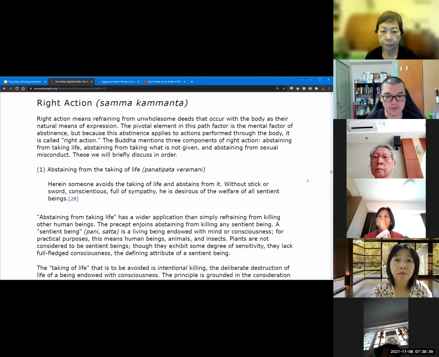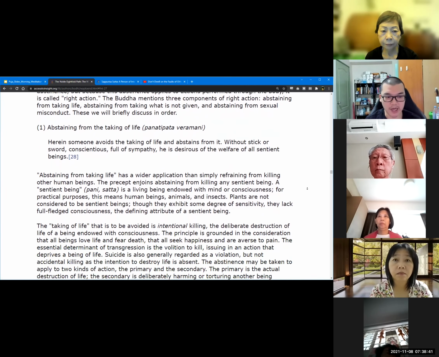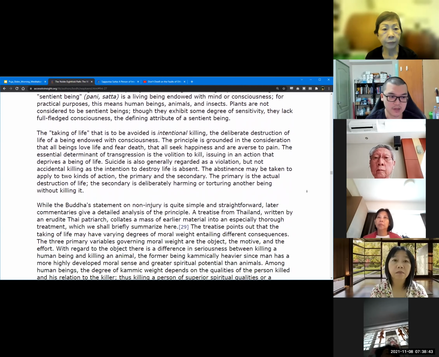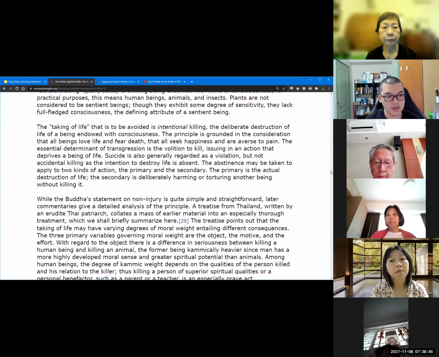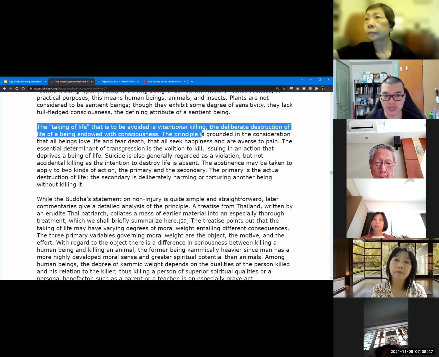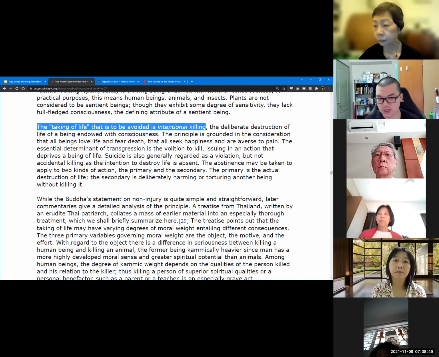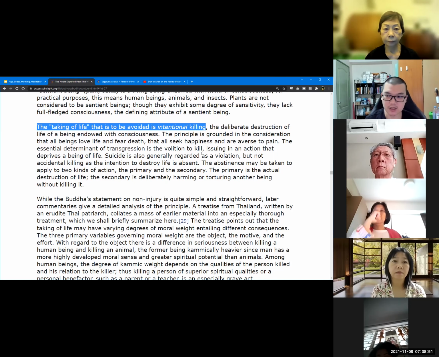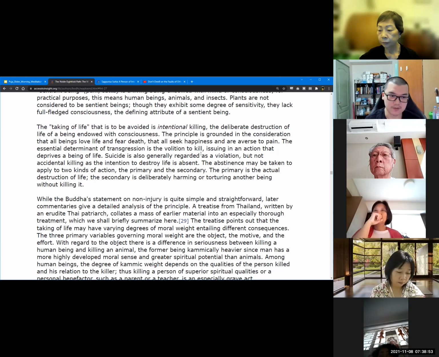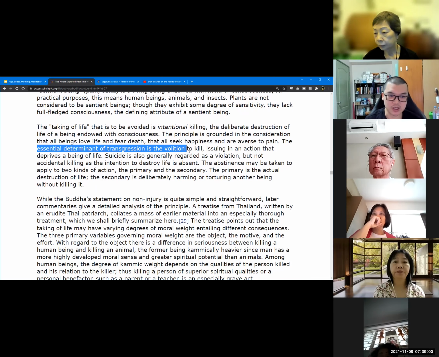We covered a few paragraphs. We stopped at this paragraph. We covered the intention portion of killing. The important part of this factor is the intention to kill. So the essential determinant of transgression is the will, the volition to kill. And that raises the question, is there such a thing as unintentional killing?